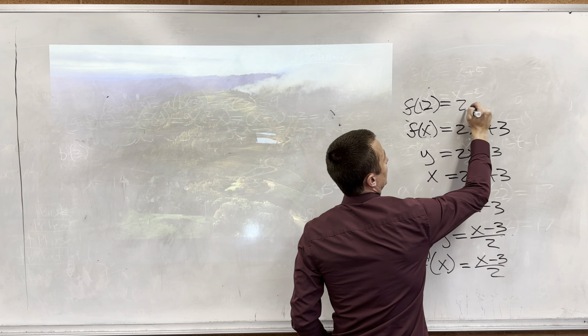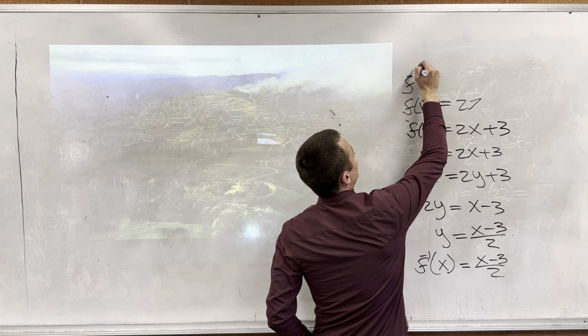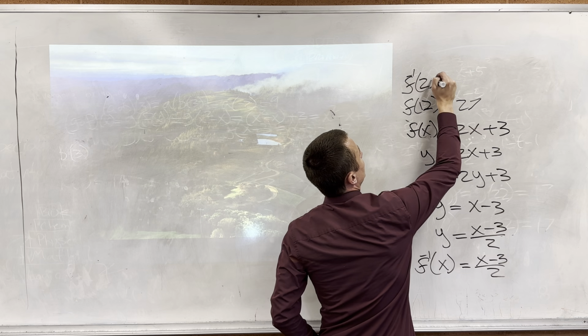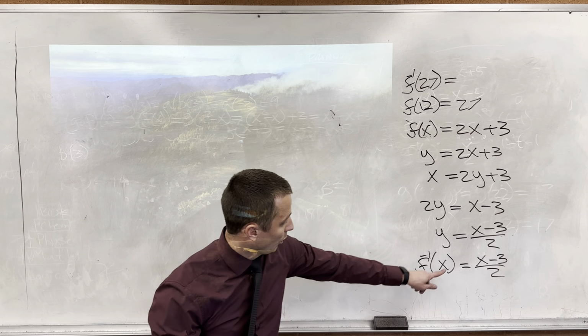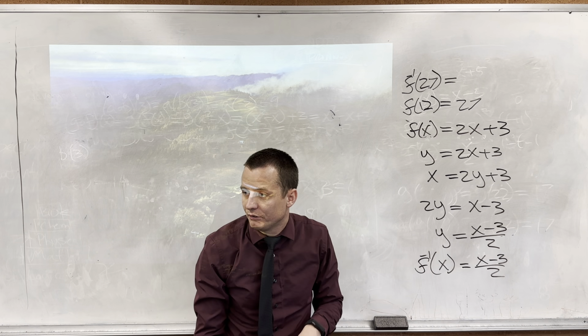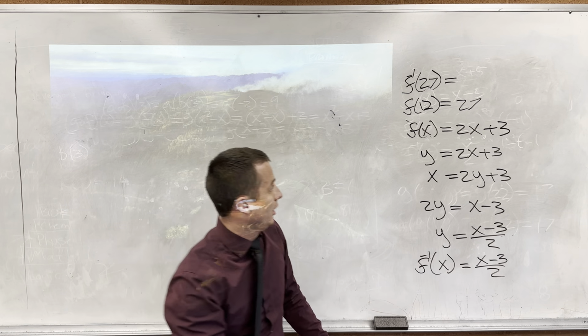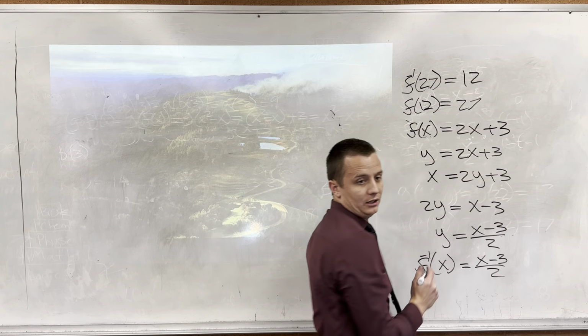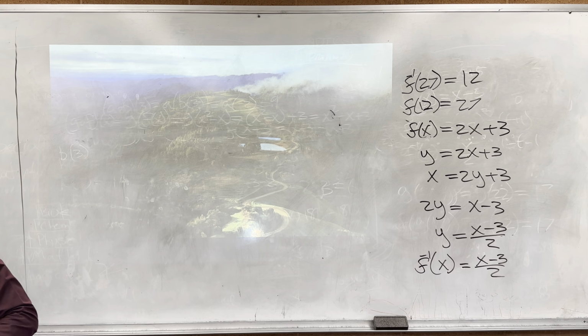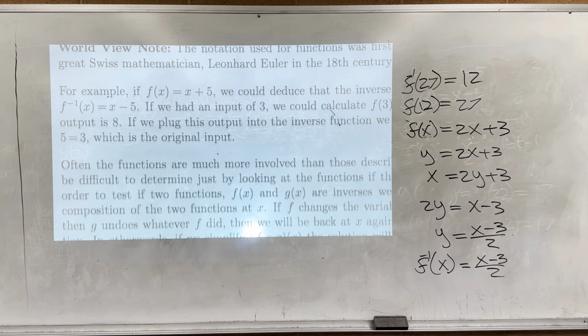24 plus 3 is 27. All right, now let's look at f inverse of 27. So we need to take 27 and subtract 3. What's 27 minus 3? 24. 24 divided by 2 is? 12. We're back where we started. Yay. It worked. Okay, so that is inverse functions.